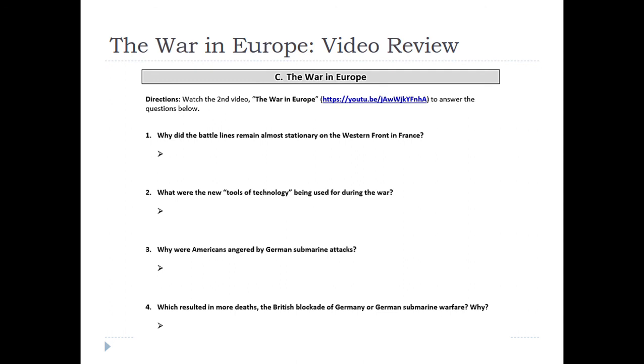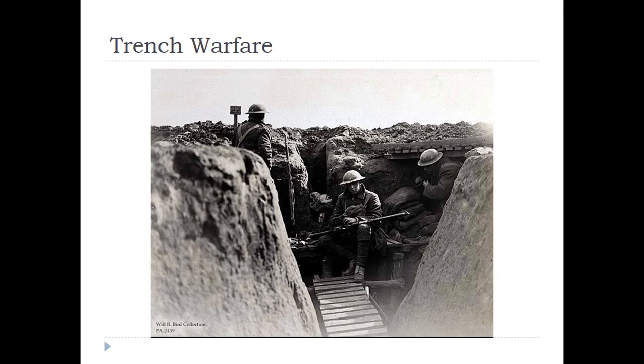So first question asks, why do the battle lines remain almost stationary? Well, it's because of trench warfare. There were trenches that stretched thousands of miles across the Western Front in France, and it was nearly impossible for either side to gain the ground. If you were to look, sometimes they were more elaborate than this, but this is what trenches look like. Now, periodically, these guys would be ordered to go over the top and attack an enemy trench, but the chances of survival would not be so great.